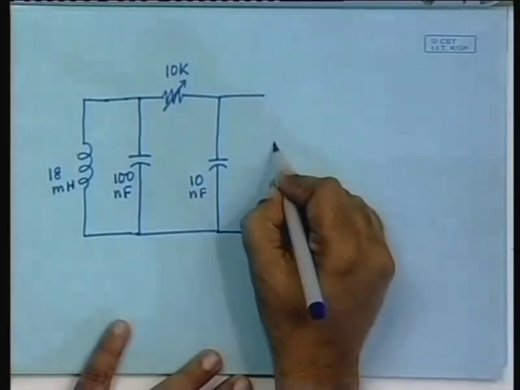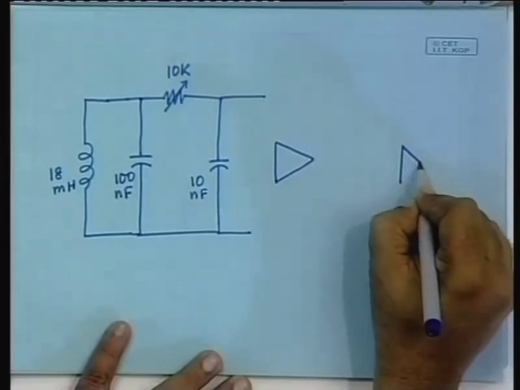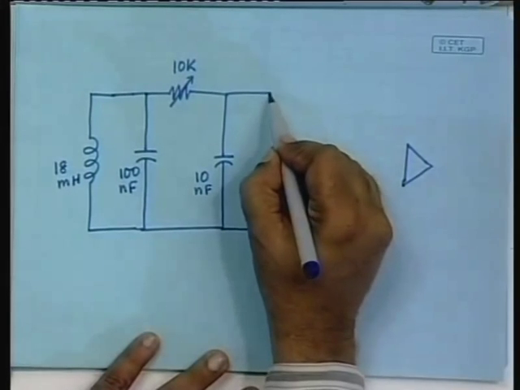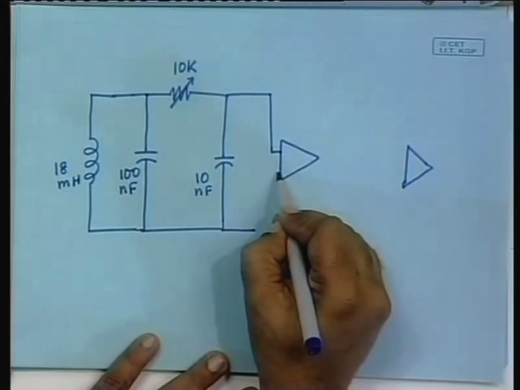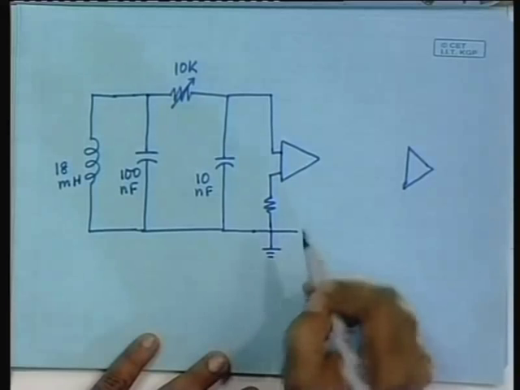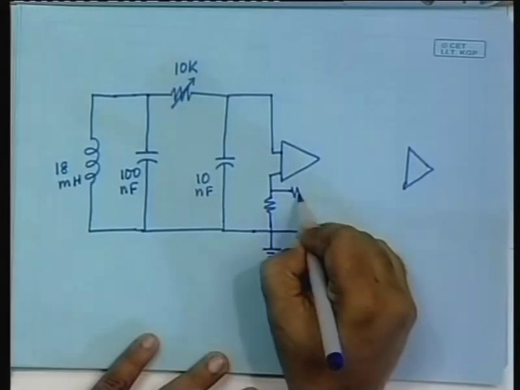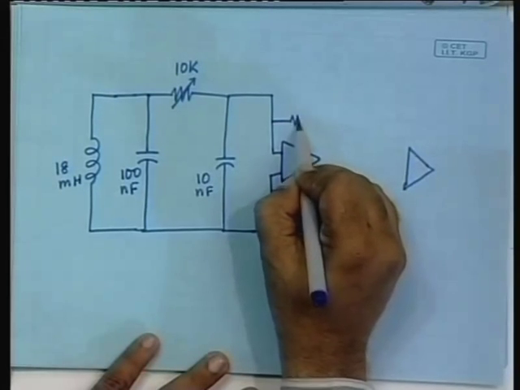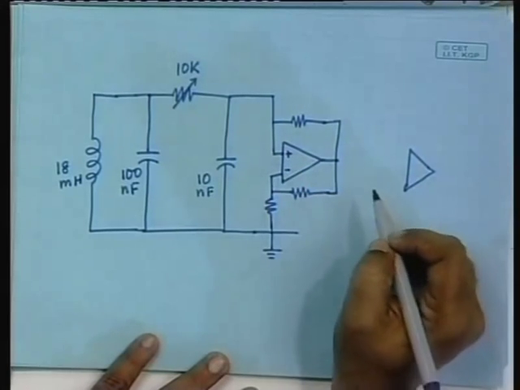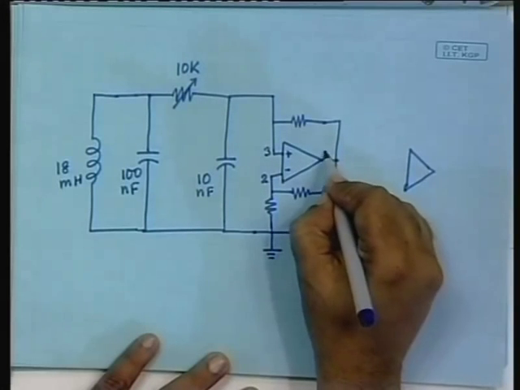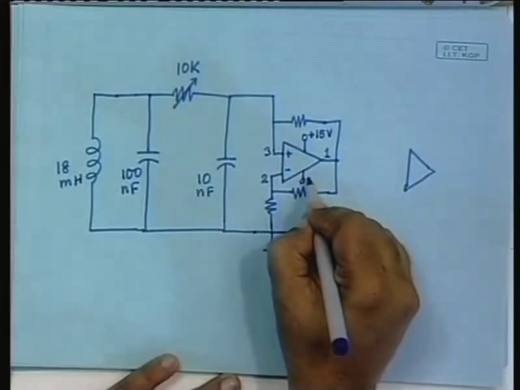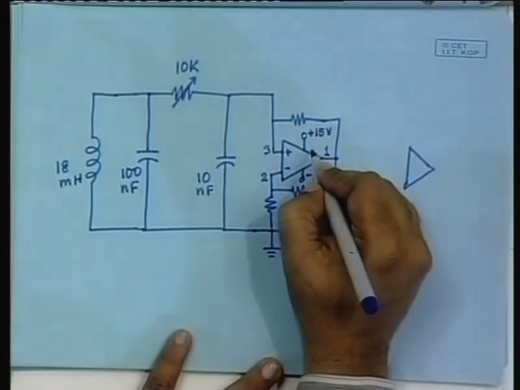It is actually realized by two op amps, op amp 1 and op amp 2. In the op amp 1, you have... I will not spend much time on this circuit because we will talk about it after you have made it and seen the result. This is pin 3, pin 2, pin 1, and there will be a source plus 15 volt, and another source minus 15 volt. This is pin 4, this is pin 11.